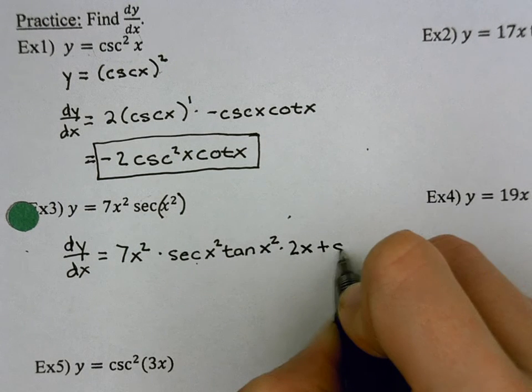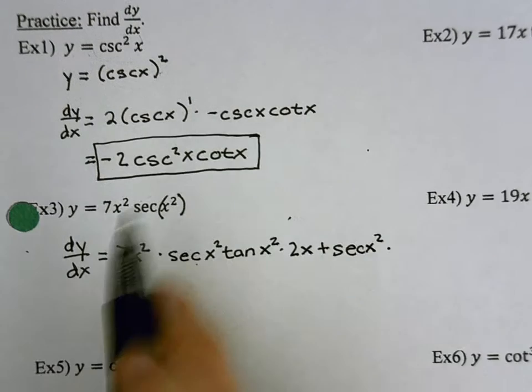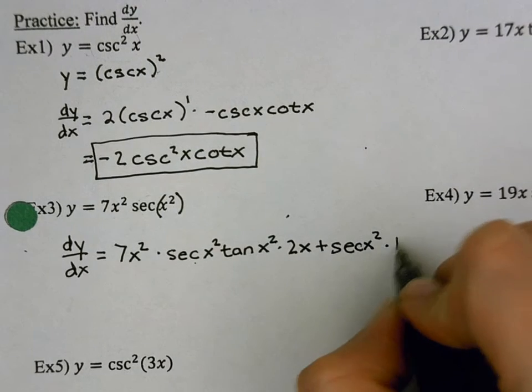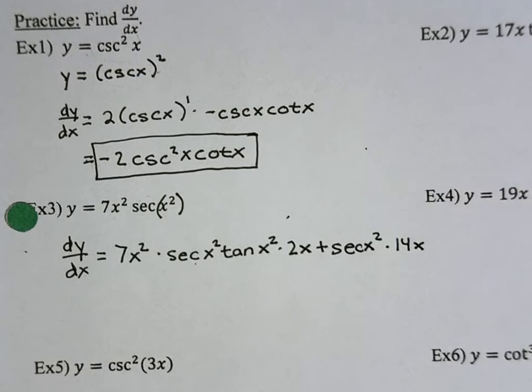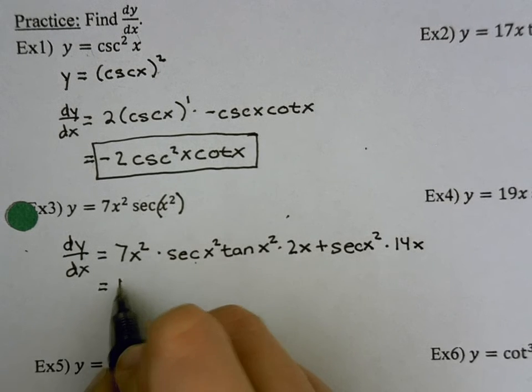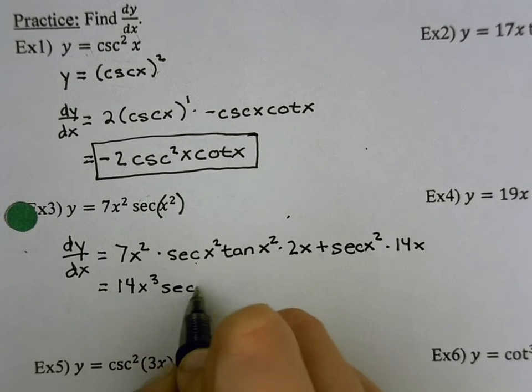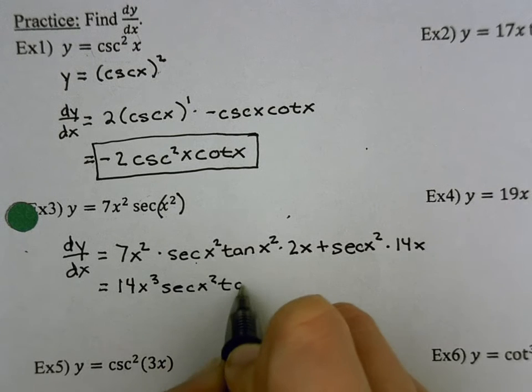Plus my 2, secant x squared, d1, derivative of 7x squared, is 14x. We do need to factor in this case, but so we can see our factor, I'm going to start with just rewriting this.